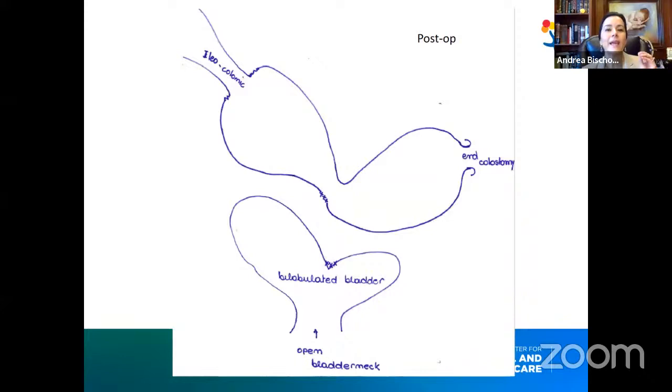So making an ileostomy in these patients is the most common mistake. So this should not happen. So for those that voted wrong, I hope I have clarified.